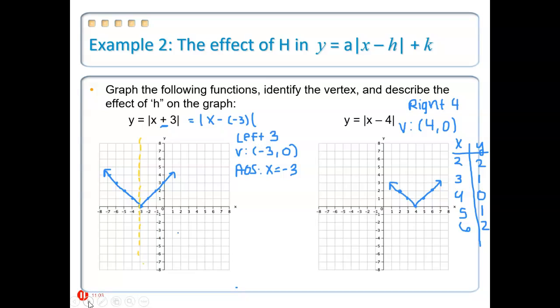And once again, I can see my domain is all reals, and my range is y greater than or equal to 0. The graph will be symmetric through x equals 4. So that means my axis of symmetry is x equals 4.